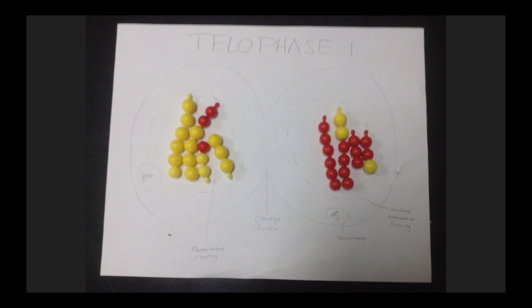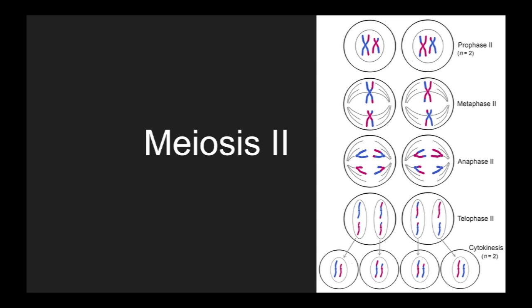After these 2 cells form, another centrosome replicates in both, so that these cells can divide again. This is meiosis 2, which is where gametes are formed. Gametes are the resultants of meiosis. They're what form the zygote, where the egg and the sperm combine.